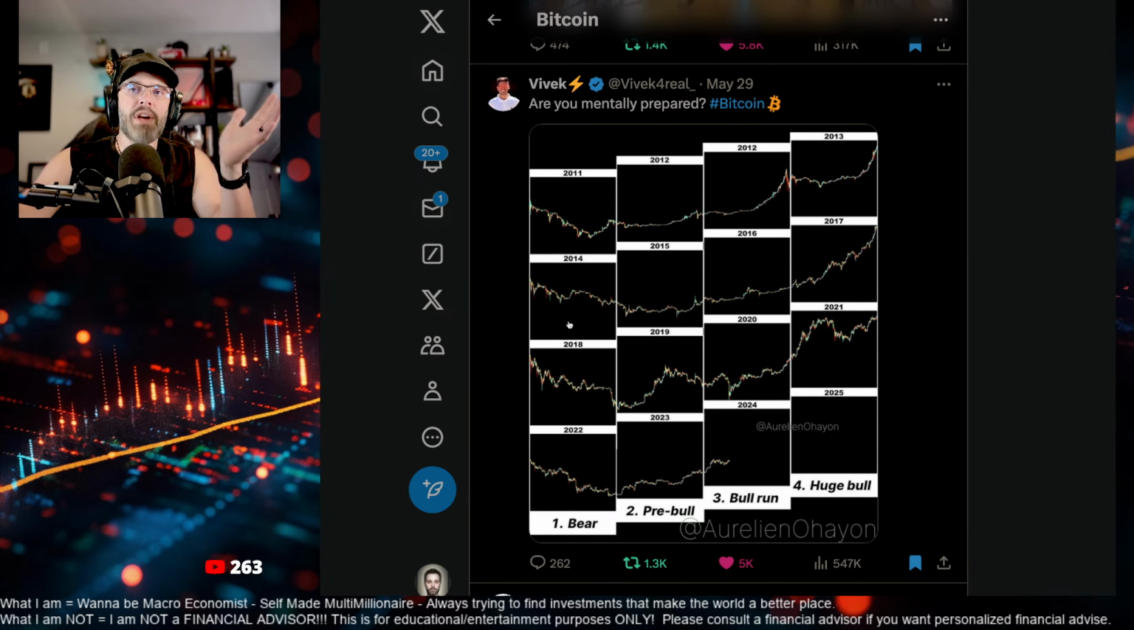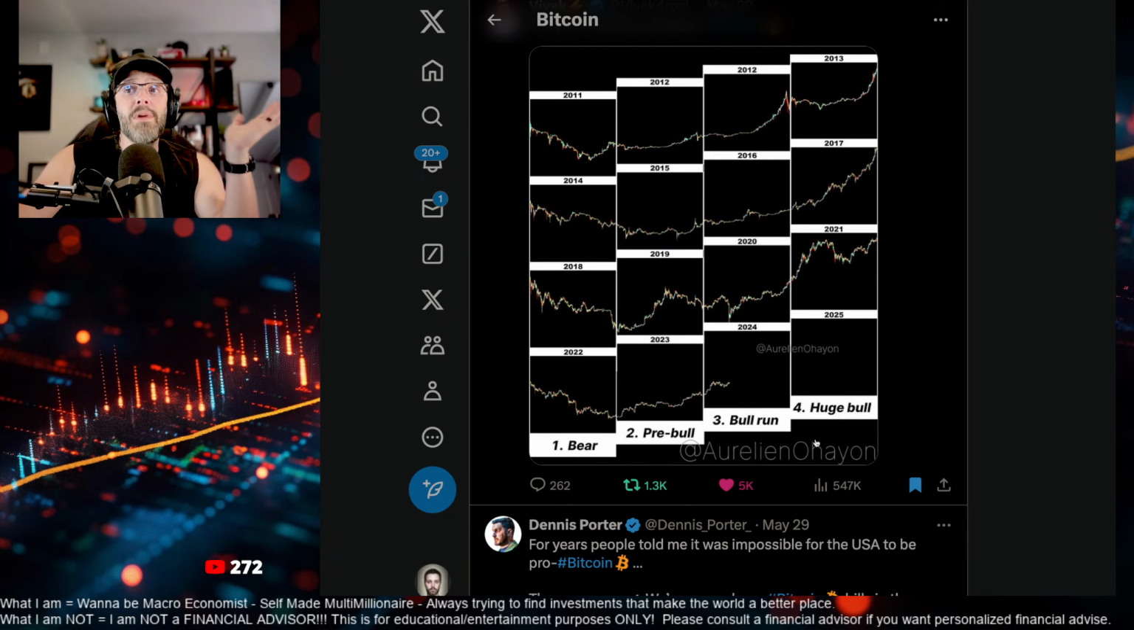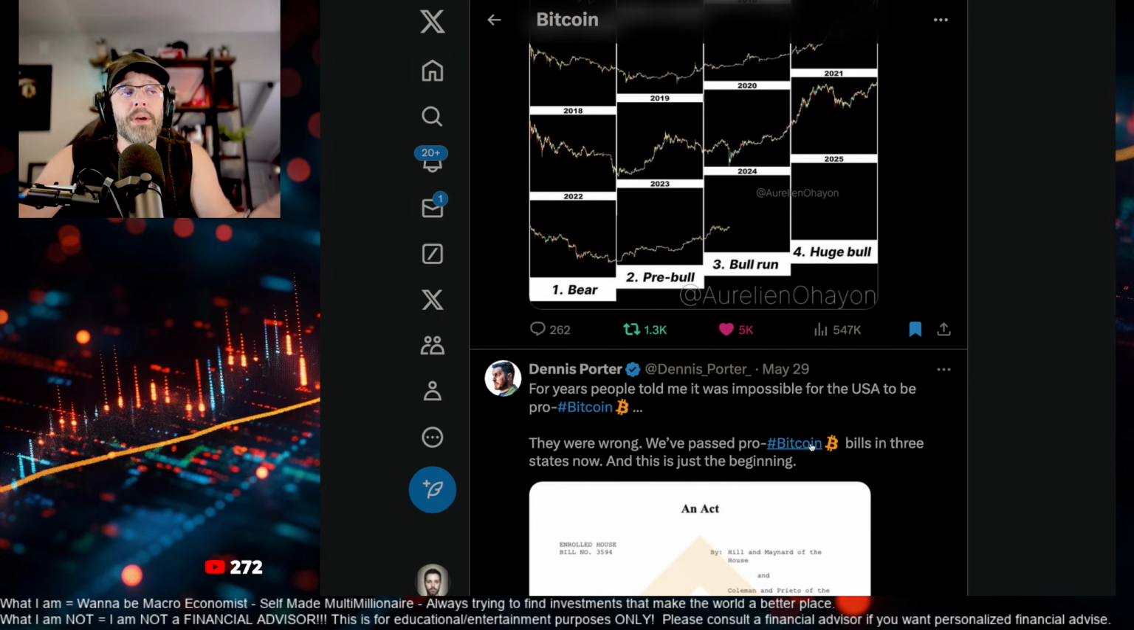This shows the timing of the halvings and the cycles, like the bear, the pre-bull, the bull run, the huge bull. Look at where we are, timing-wise, in this cycle. We still got a lot of this left. 50% or more of this thing is left. That's a lot of money, especially if you have multipliers like Bitcoin miners.